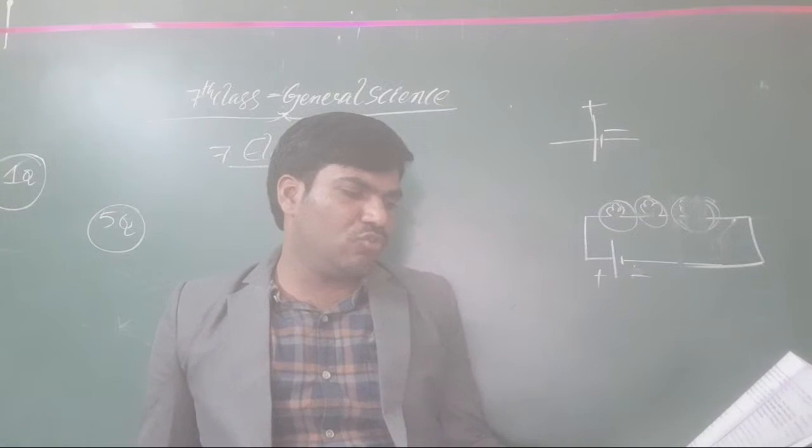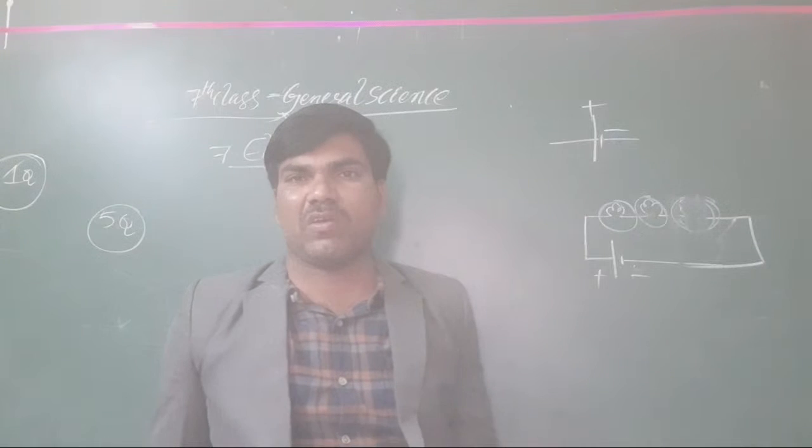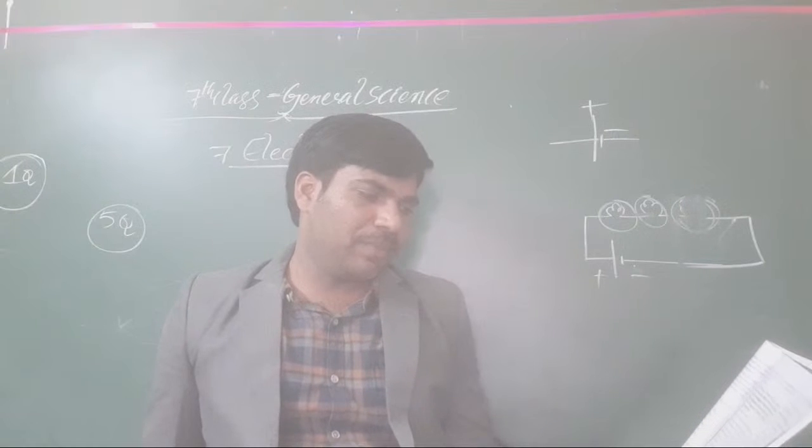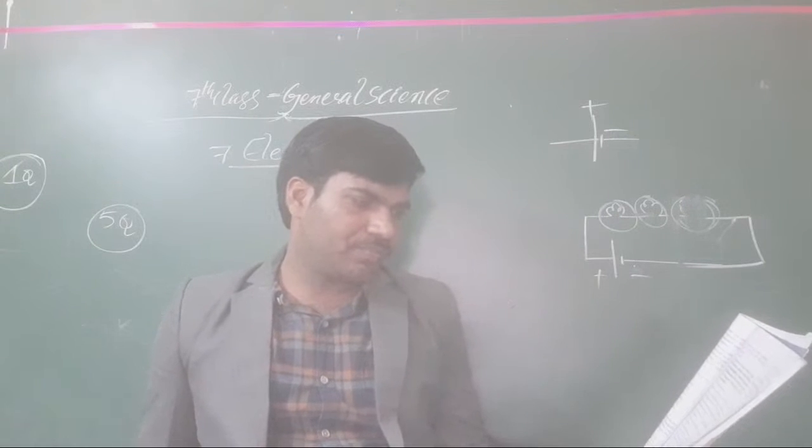The device used to close or open a circuit is called a switch. The fourth answer is what? Switch. D. E is a switch.